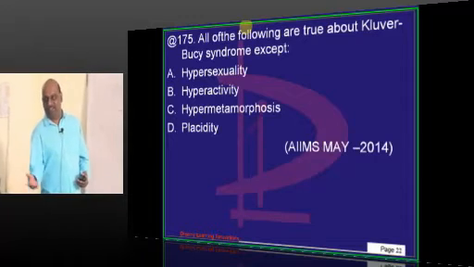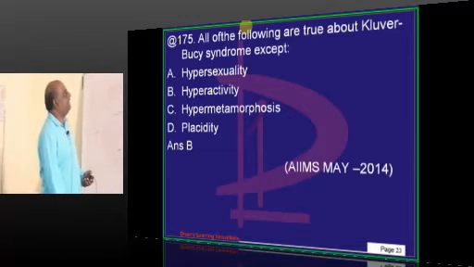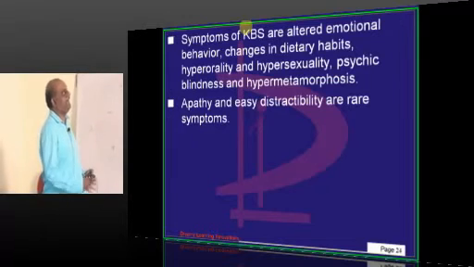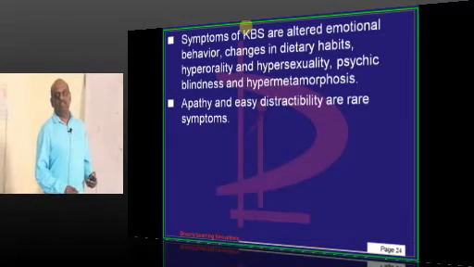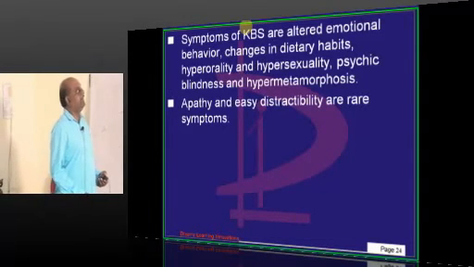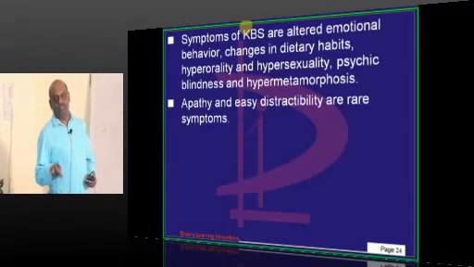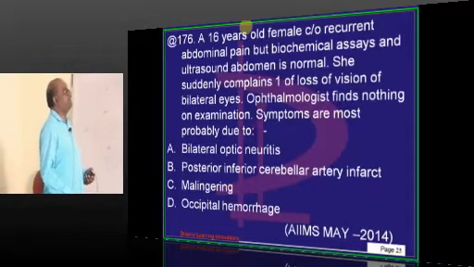Klüver-Bucy syndrome. Recently also we have seen it in one of the state entrances. Very favorite question of the examiner. Hypersexuality, hypermetamorphosis, placidity and psychic blindness. They are all the features whenever there is any injury to the limbic system, etc., etc.